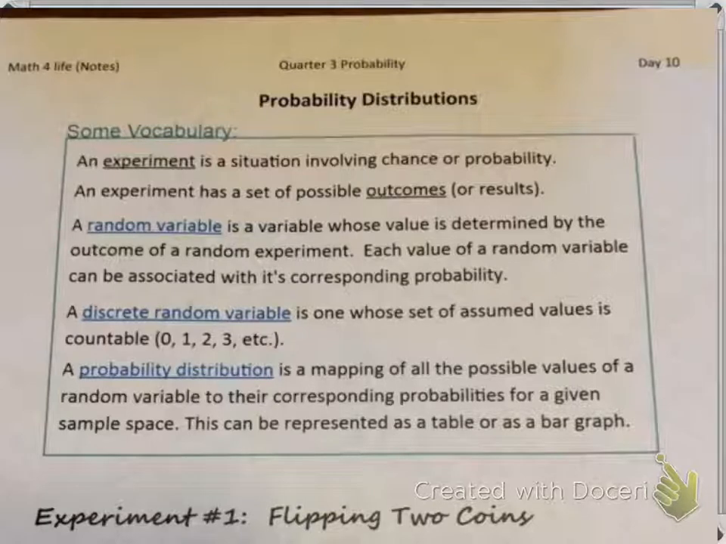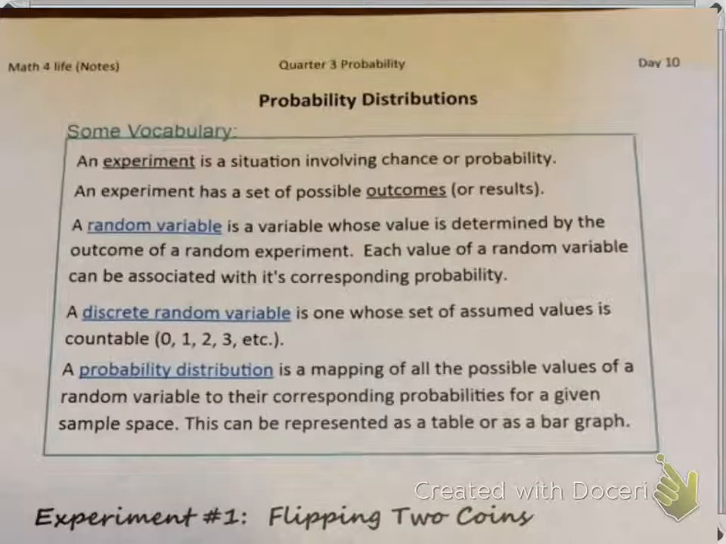The next vocabulary word says a random variable is a variable whose value is determined by the outcome of a random experiment. Each value of a random variable can be associated with its corresponding probability. Random means exactly what it means, to just kind of pick from the choices randomly, and variable means giving it an X, Y, Z kind of label.